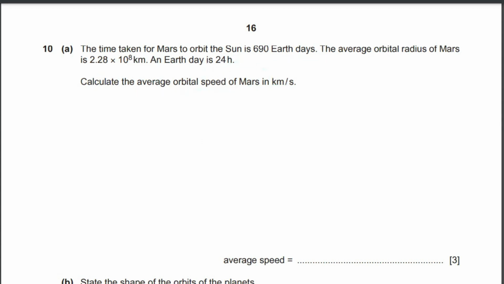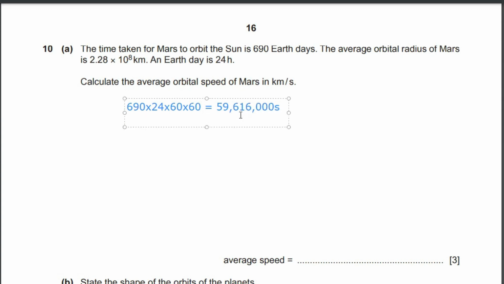So first of all, we will convert the time from 690 days to seconds. So first of all, we will write days, then multiply it by 24, which is hours. So after hours, it comes to minutes. So minute is 60, and then to seconds, which is 60. So this gives us some number, which is about 59,616,000 seconds.